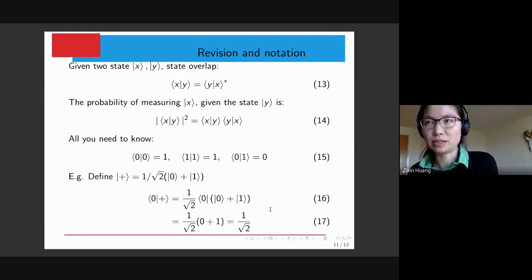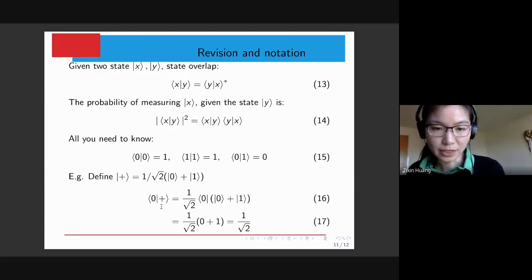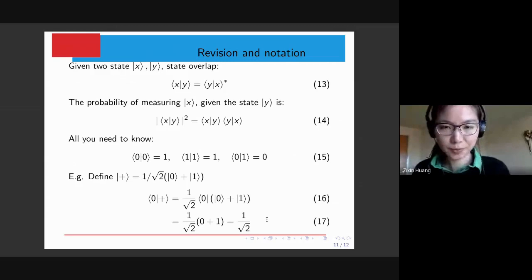And remember, this is a quantum overlap. So what this means physically is that if I have a plus state and I want to measure it in the basis bra 0, then this is a quantum overlap, but the probability of the measurement outcome would be the absolute squared of that, and of course in this case it's 1 over 2. So I think you should have done that also.